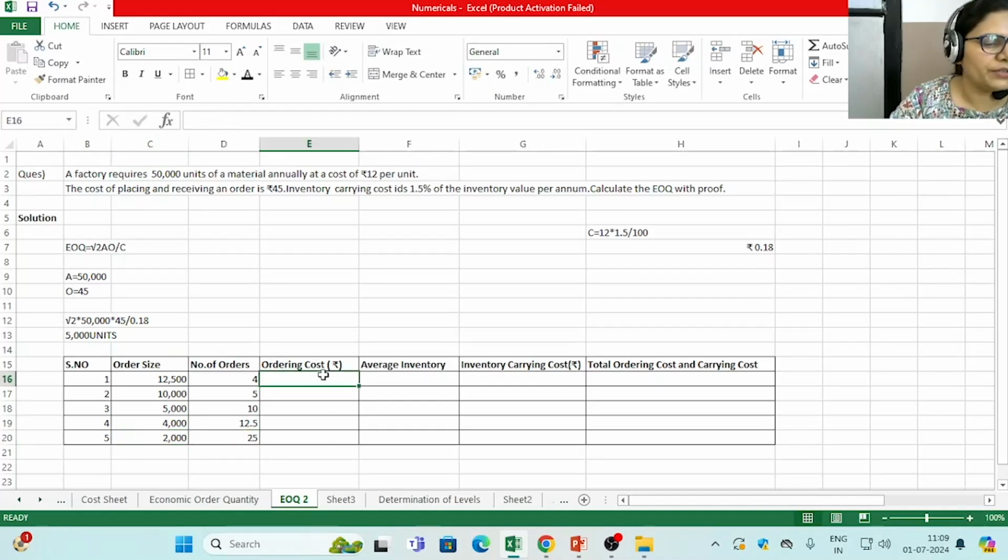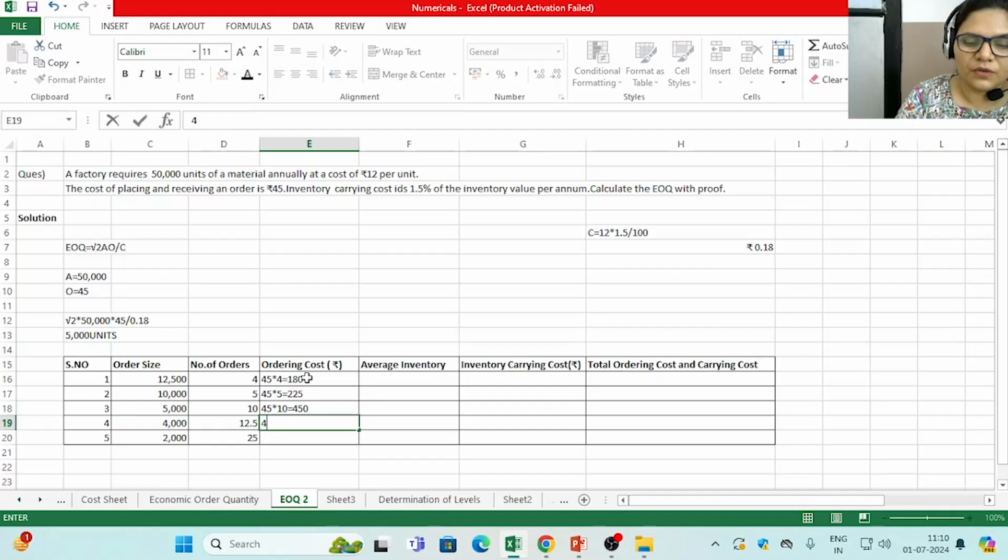So what will be the ordering cost? We all know ordering cost is 45 and number of orders are 4. So ordering cost will be 45 multiplied by 4, which will give you a figure of 180 rupees. Next is 45 multiplied by 5 will give you 225 ordering cost. Next is 45 multiplied by 10 will give you 450.